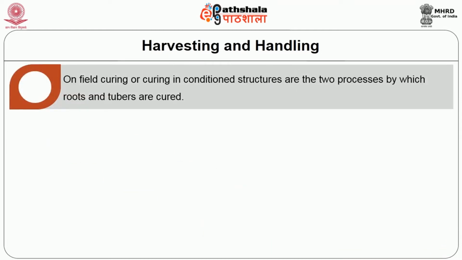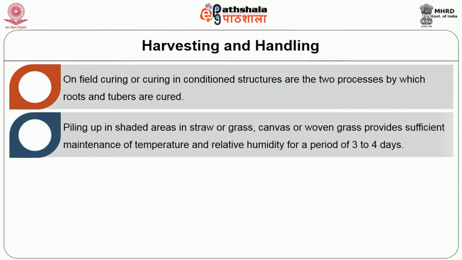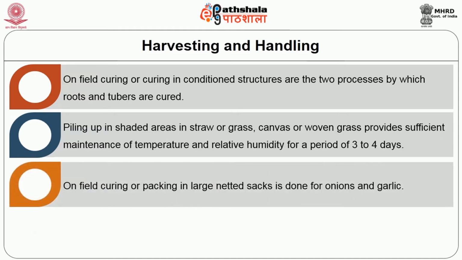On-field curing or curing in conditioned structures are the two processes by which roots and tubers are cured. Piling up in shaded areas, in straw or grass, or even in canvas or woven grass provides sufficient maintenance of temperature and relative humidity for a period of 3 to 4 days. On-field curing or packing in large netted sacks is done for onions and garlic.